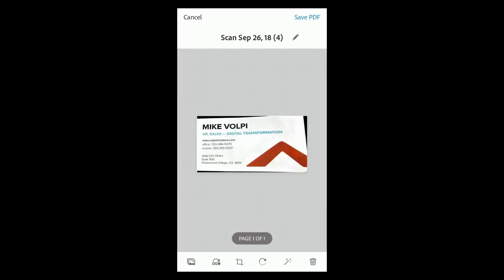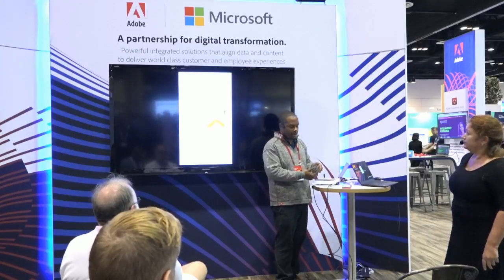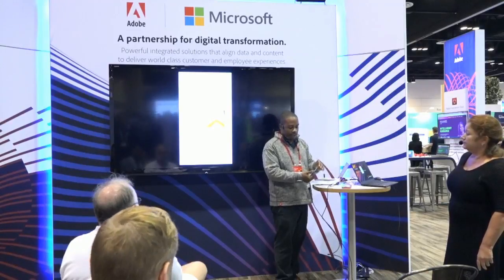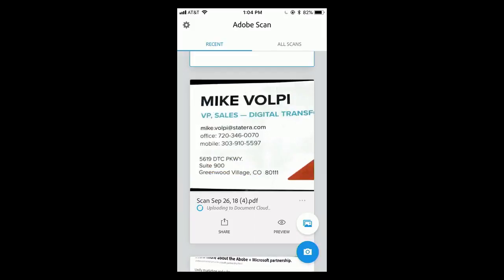So it's a little bit better. And of course, you can keep cropping and doing things like making it grayscale if you want it just black and white. But for right now, for this example, I'm just going to save the PDF. So the awesome thing is that you come from a business card to a PDF, and now I'm going to save the PDF, and we're going to show you the awesome part of it.